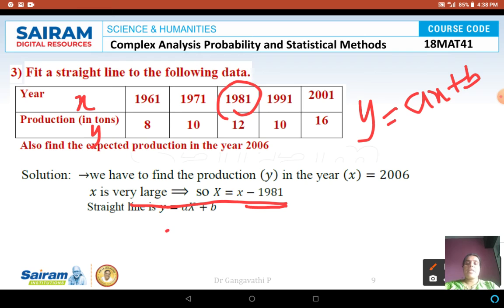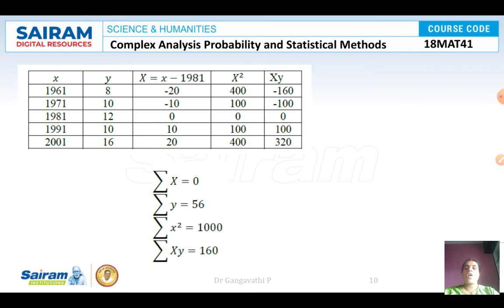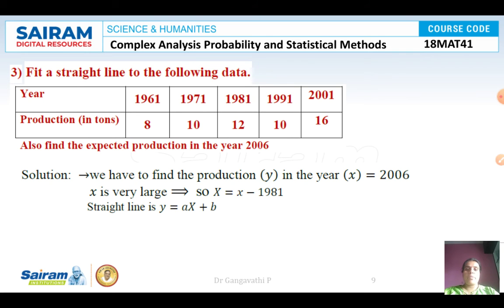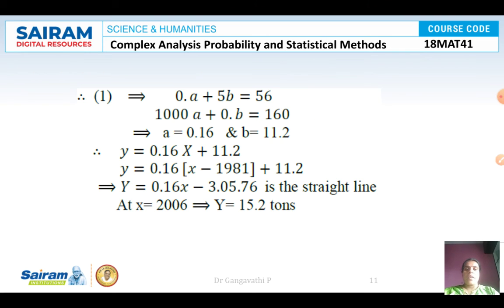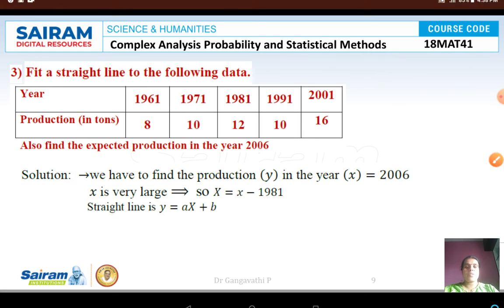The equation of a straight line, which we have considered here, is y equals, since small x is going to be replaced by capital X for simplification, y is equal to aX plus b. So for this we have to write the normal equations. The normal equations are missing here, so let me write them first, and then I'll proceed to evaluate.